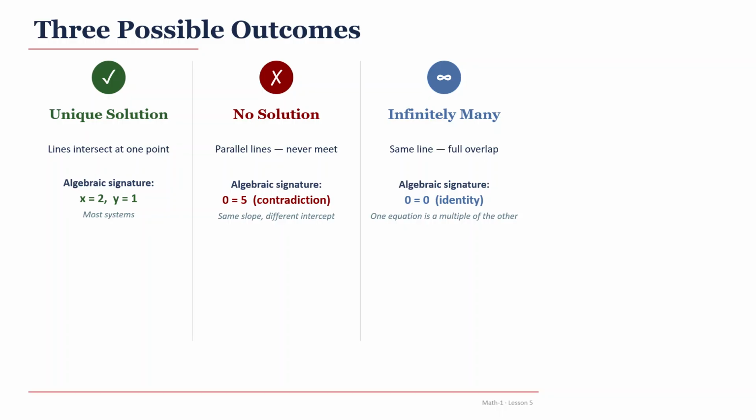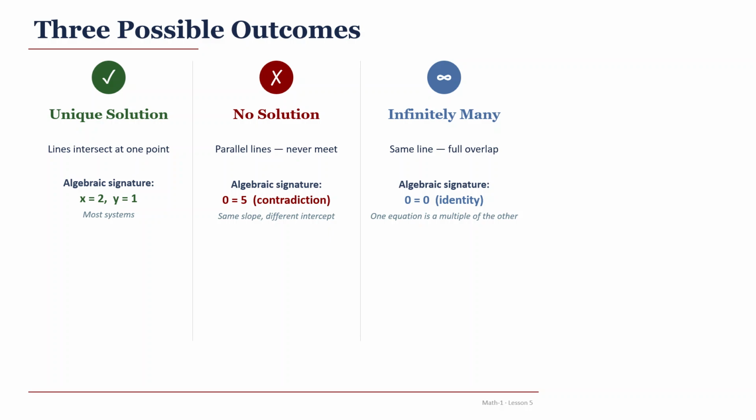Every two-variable linear system you will ever meet falls into exactly one of three buckets. Bucket 1, a unique solution. The two lines cross at one point. This is what most systems look like, and it is what we just saw with the point (2, 1). Bucket 2, no solution. The lines are parallel, same slope, different intercept, so they never meet. When you run elimination on such a system, you arrive at a contradiction like 0 equals 5. That contradiction is the algebra telling you no point satisfies both equations.